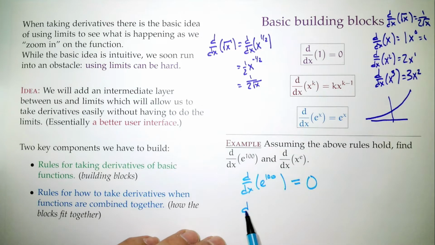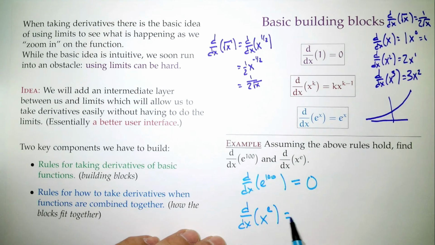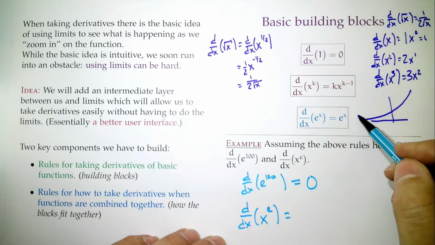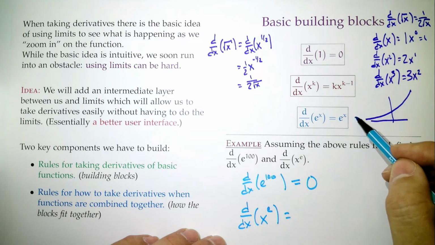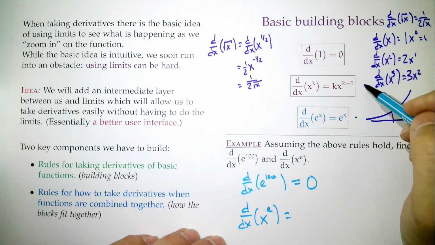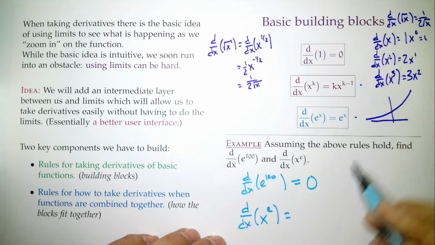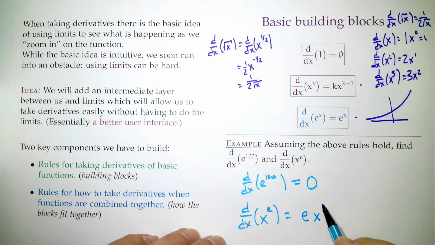All right. How about the derivative of x to the e? What would that be? Well, which rule are we in? We are not in this e to the x rule. We're in the x to the power rule. So the x to the power rule says the e comes down, and then you subtract 1 from the exponent. So make sure you know which rule you're in.